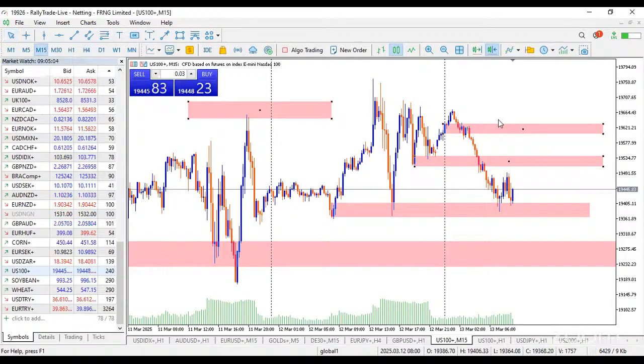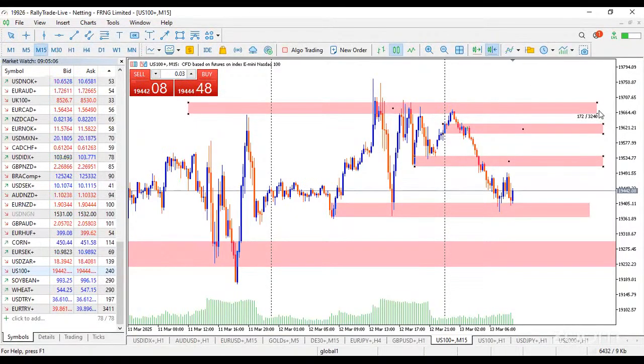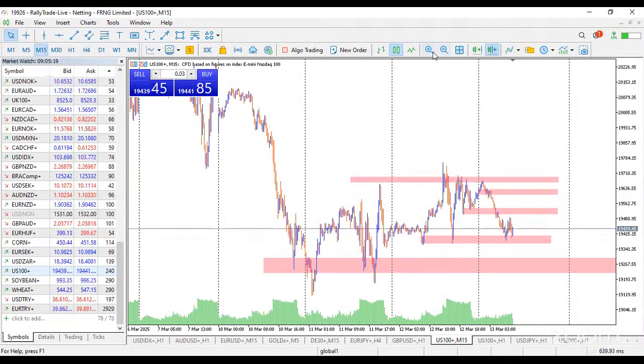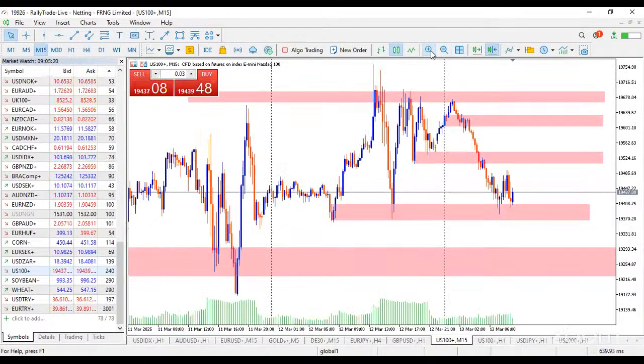Now, this area can also be extended into the future. The right-hand side is the future. So this area can still be extended. So US 100, we are not selling immediately right now. Why? Because we are seeing a support, and that support is not just an ordinary support, it's an order block.